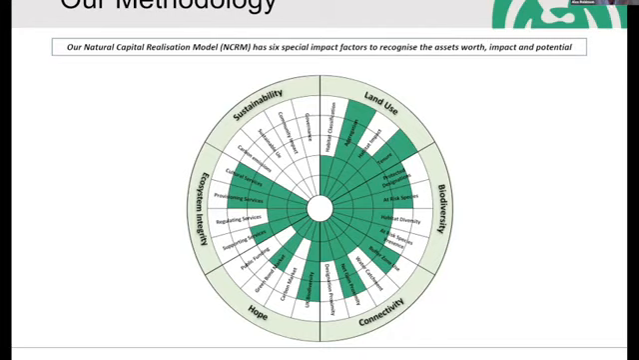So let's start with land use. Land use is an assessment of the land holding's category, scale, and condition. And biodiversity, this looks in particular at the presence of at-risk species and the habitat's diversity and their significance.